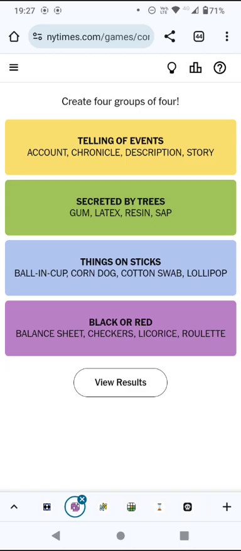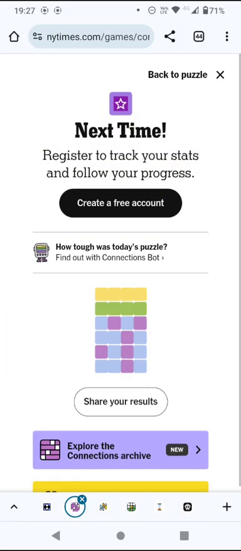Let me know if you did better and you found those last two groups. I don't think that was a completely straightforward one, but I failed. That is the connections game. At least I found two groups. It could have been worse.